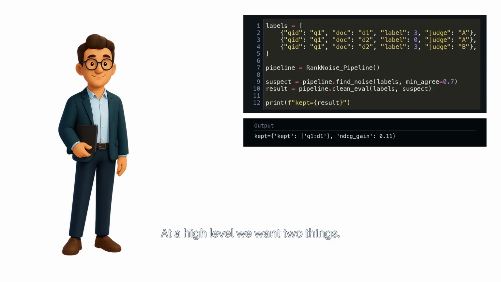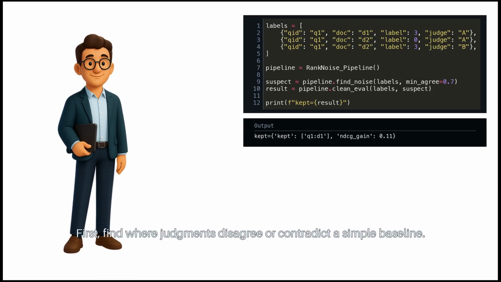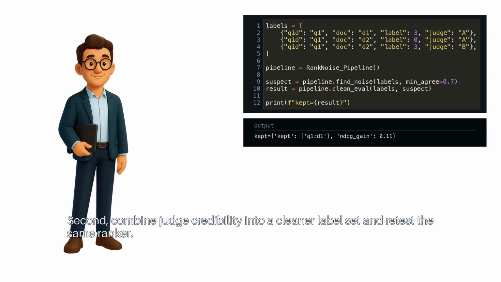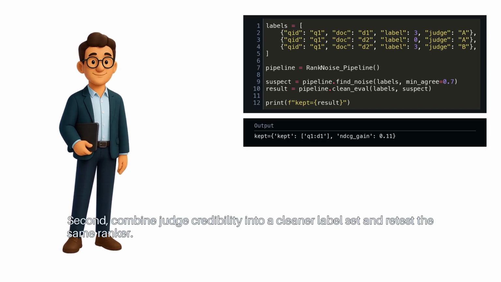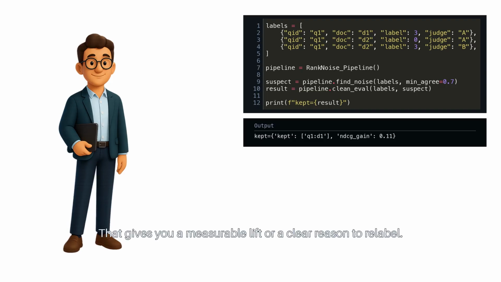At a high level, we want two things. First, find where judgments disagree or contradict a simple baseline. Second, combine judge credibility into a cleaner label set and retest the same ranker. That gives you a measurable lift or a clear reason to relabel.